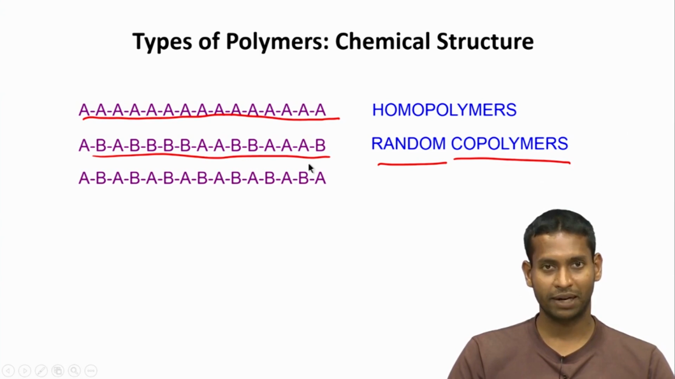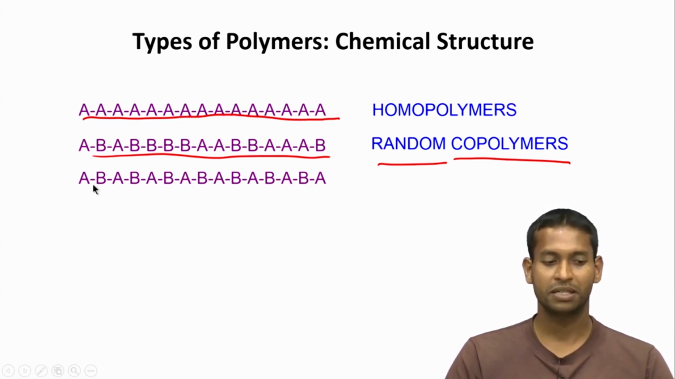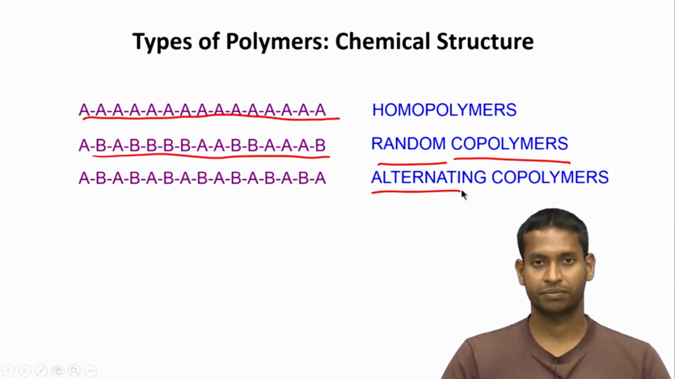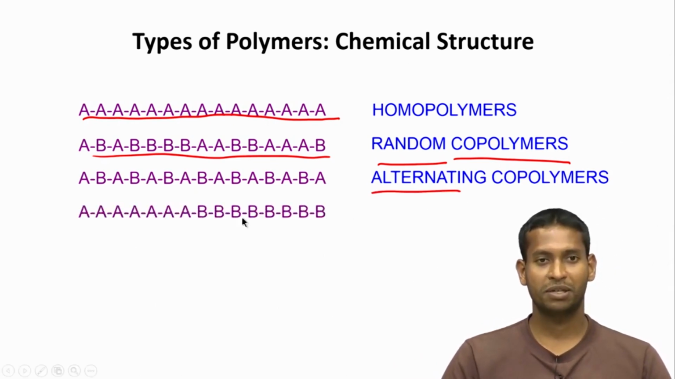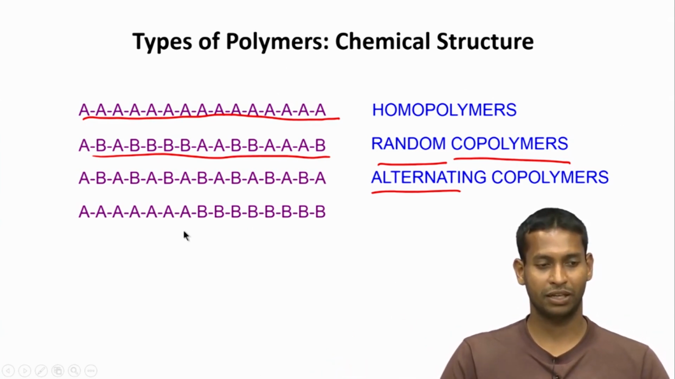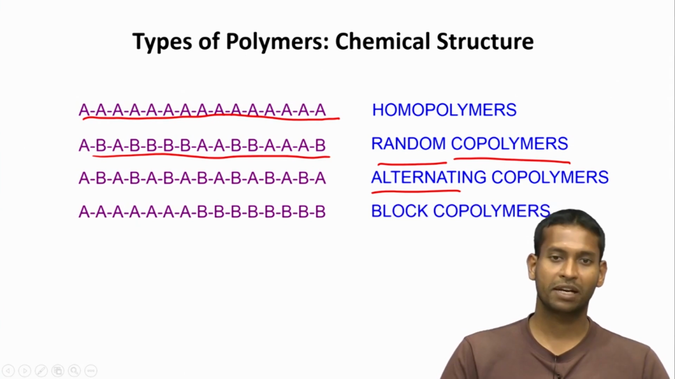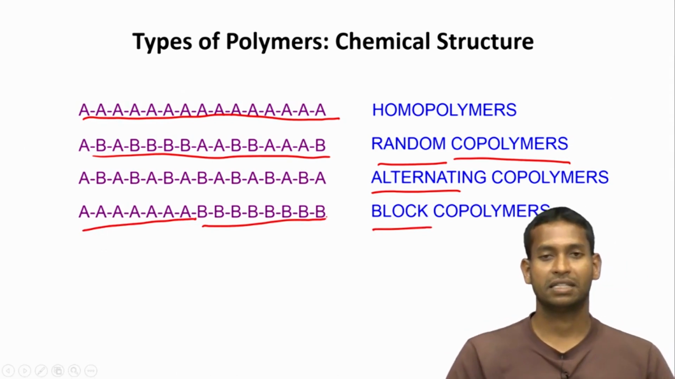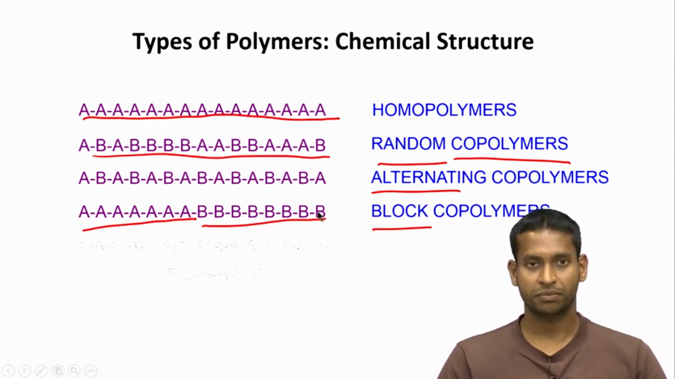A similar class is depicted here, where there is some sort of organization between the two monomers in the polymers. These are AB, essentially meaning that these are alternating copolymers. This time they are not random, but alternating. Or you can have polymers which are segregated, with all the A's on one side and all the B's on the other side. These are typically called block copolymers, because you have a block of A and then a block of B, and that is why they are called block copolymers.